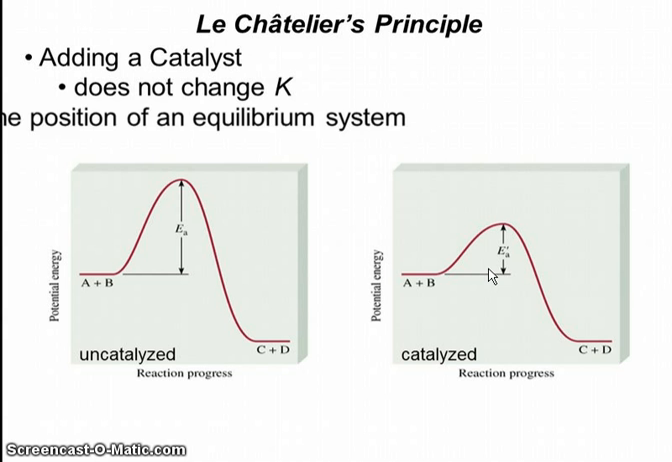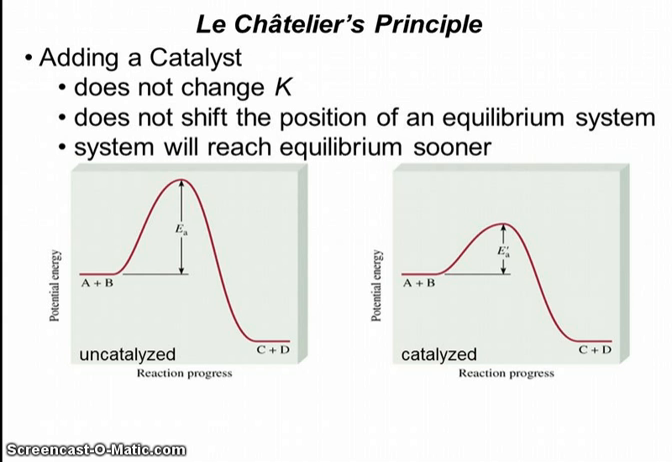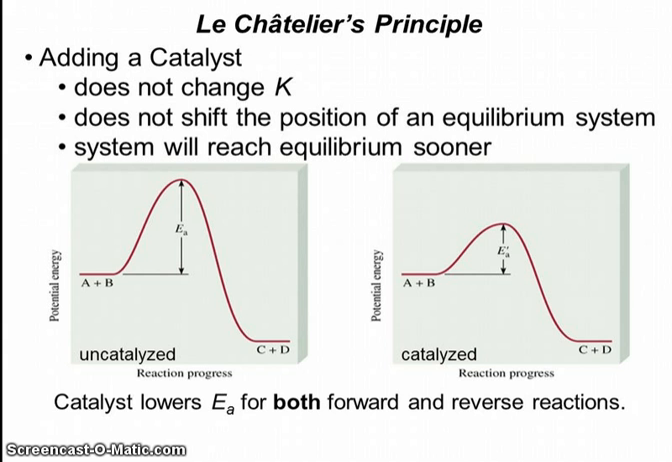So this does not change K because it doesn't shift the position of equilibrium in a system. Essentially, delta H stays the same. And so it's not going to make me make any more or less. It's just going to provide me an alternative way to get there. And so the alternative way, because the activation energy is lower, it tends to be faster. So do I get to equilibrium faster? Yes. Do I change how much product I make? No. And in order to change K, I would have to shift how much product was made.